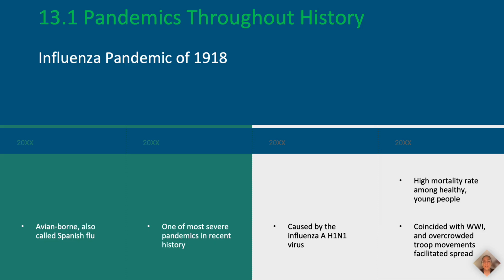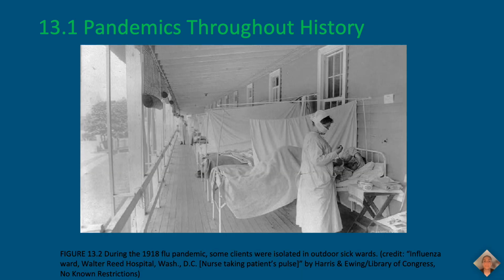There was no government agency really dedicated to disease control and prevention, and there were really no pharmacological treatments or vaccines available. Here, this picture is looking at the 1918 flu pandemic and how some patients were isolated to outdoor, what they called sick wards or influenza wards.